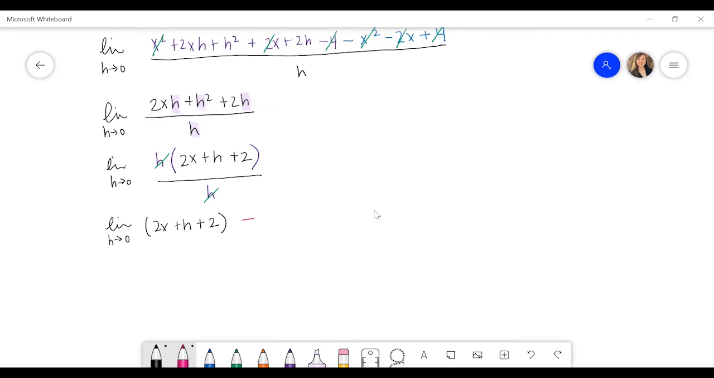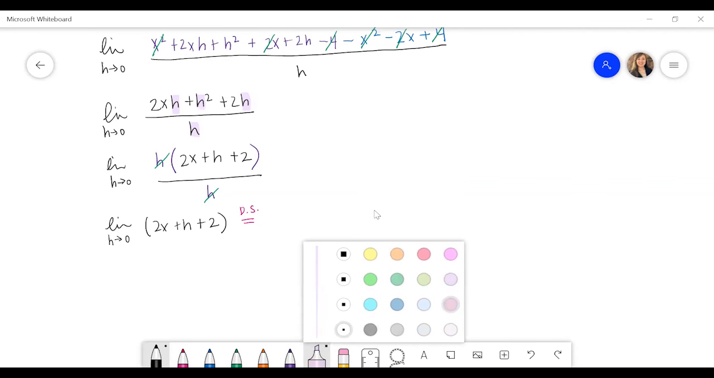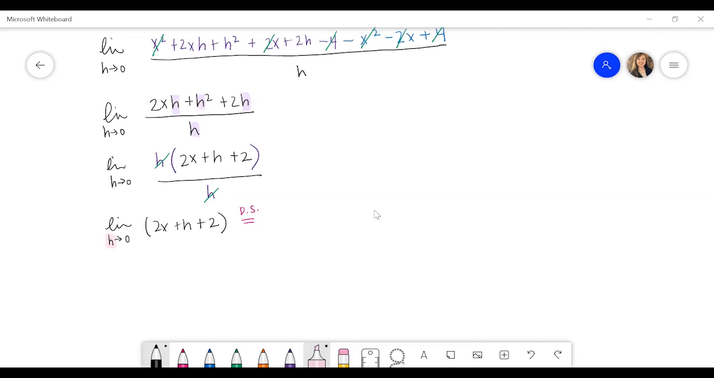So here we say, I'm going to use direct substitution because this is a polynomial and I'm allowed to do that, right? Notice though, when I say direct substitution, I'm only substituting for h. In this particular example, I have 2 variables. I have an x and I also have an h. Only this h is substituted for 0.